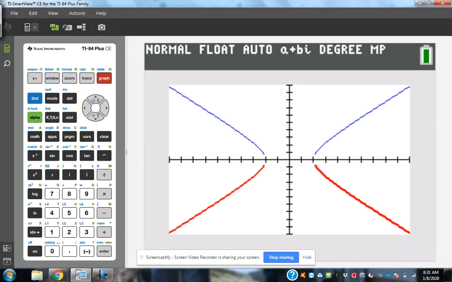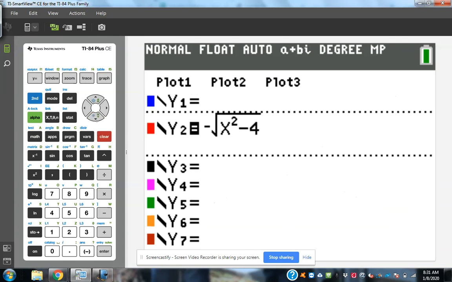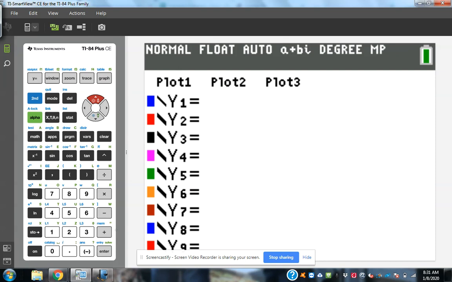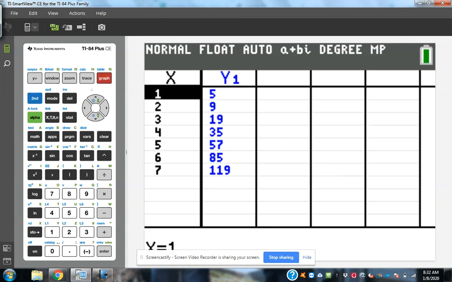So with the y equals menu, you can go to y equals, and I'm going to clear out this other junk that I had in there. And I'm just going to type the equation in there, 3x squared minus 5x plus 7. And then I'm going to hit second graph to go to the table. And I've got my table set up to where I can type in the value that I want. I want 1.25, so I'm going to type in 1.25 and hit enter. And it'll give me back that solution there.